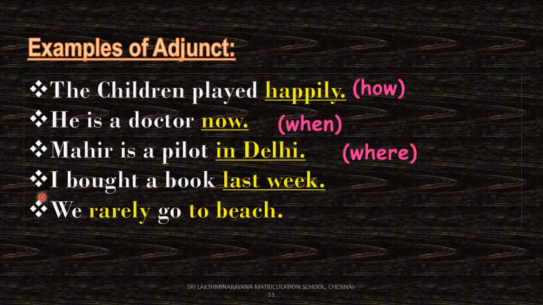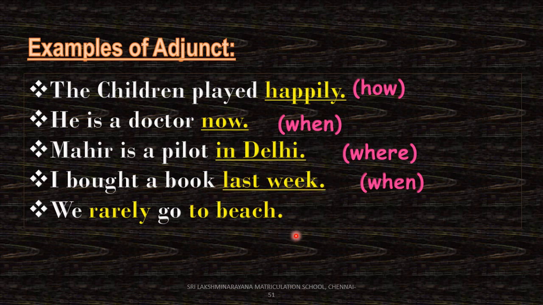Next sentence, I bought a book last week. So here I is the subject, bought is the verb, a book. What is being bought? A book. If something answers the question what, then that is called a direct object. A book is the object. Now what is this, last week? You ask a question, children: when? When was the book bought? Last week. So last week is the adjunct.